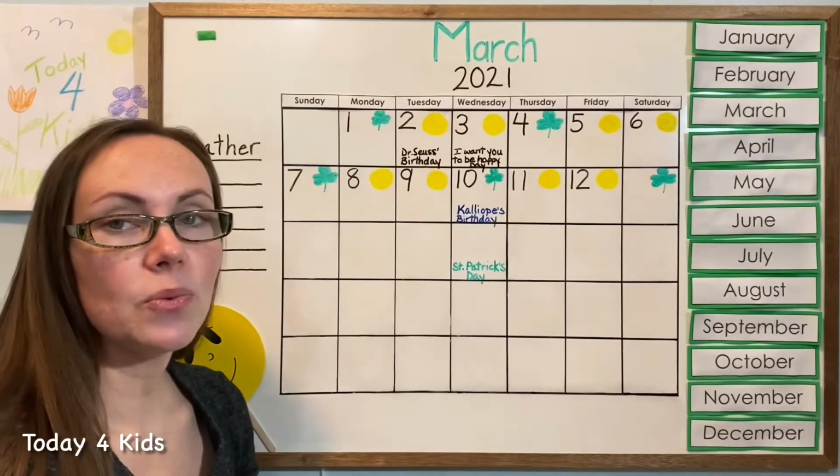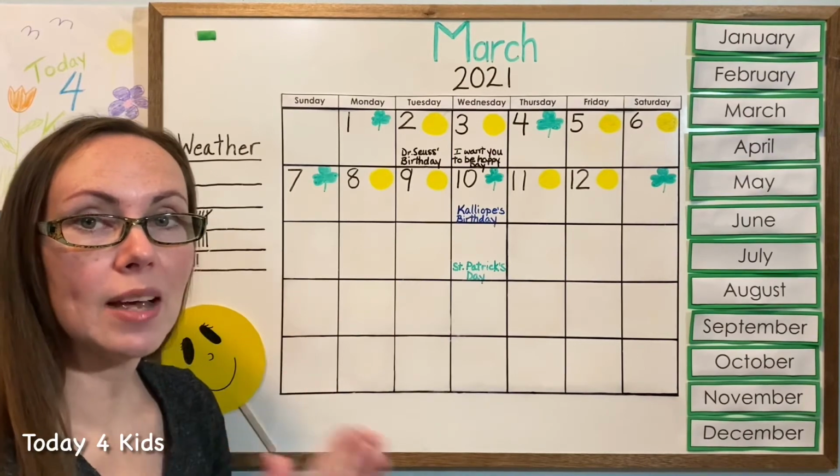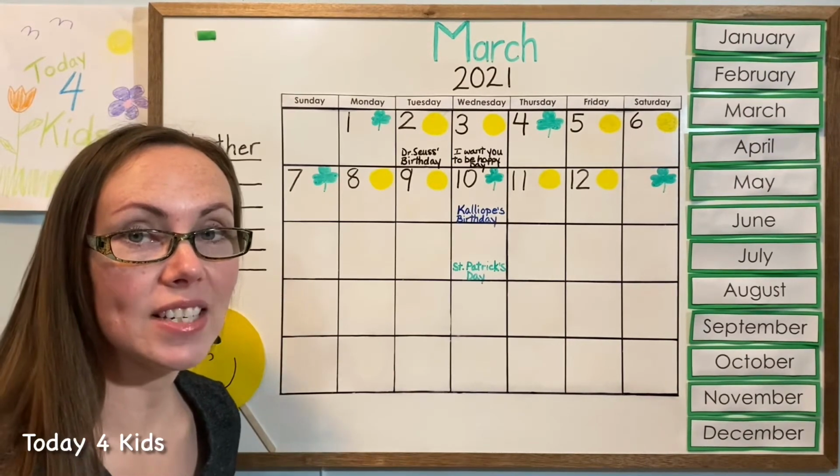And March has one syllable. Can you clap it with me? March. Good job. One more time. March. Excellent. Let's put March into our sentence in our agenda.